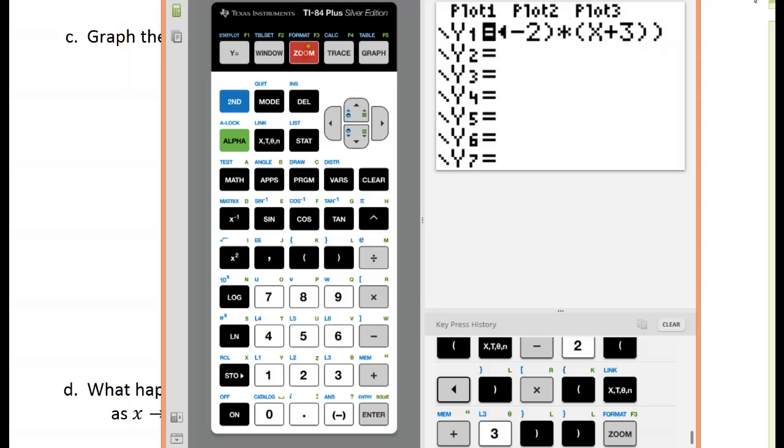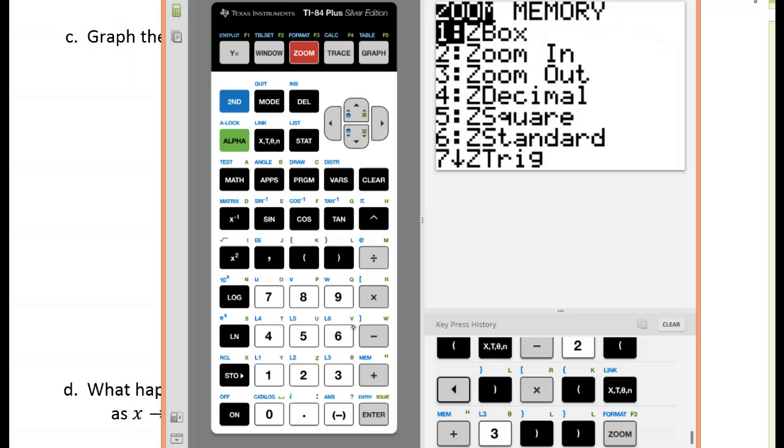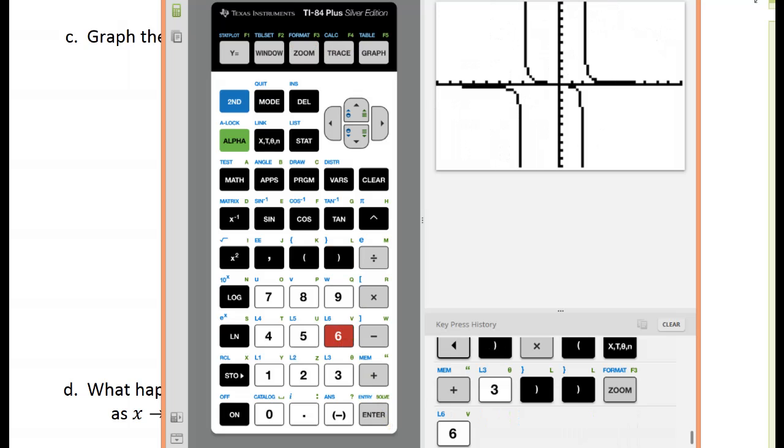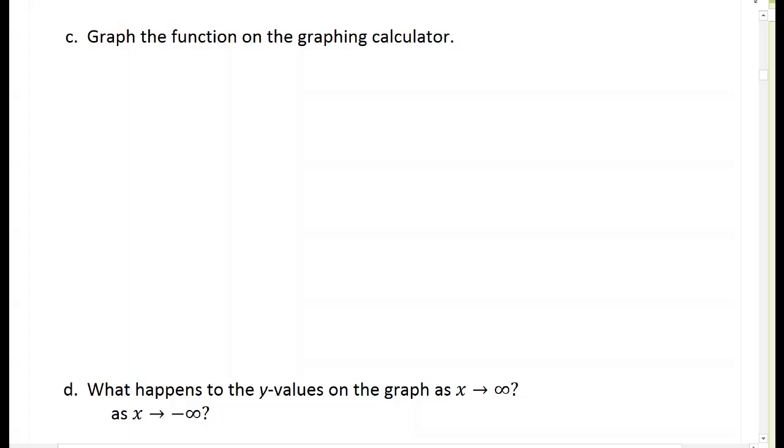And then I'm going to go to zoom standard, so 6 on a standard window. All right, so there's my graph. Again, my graph of my function.